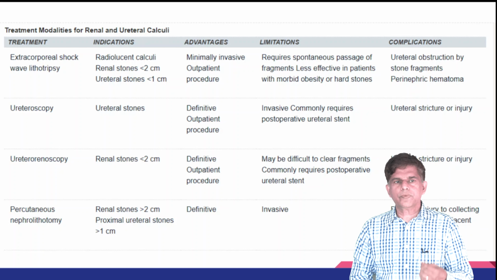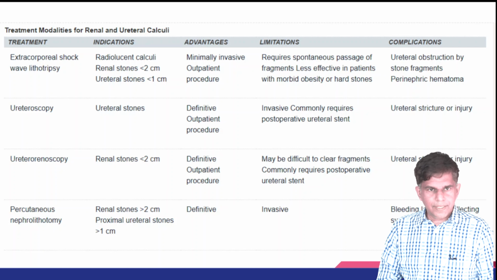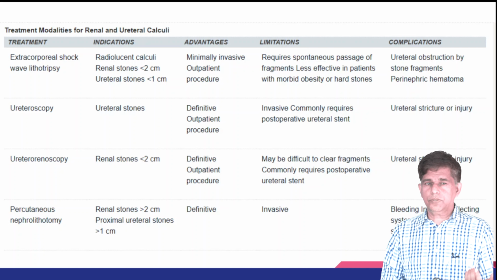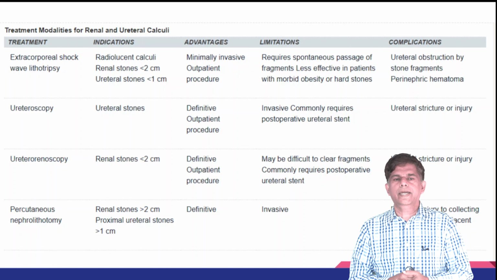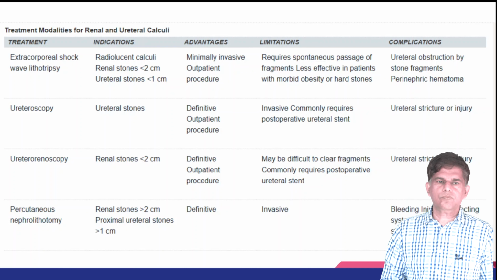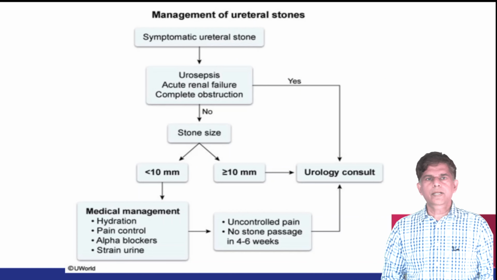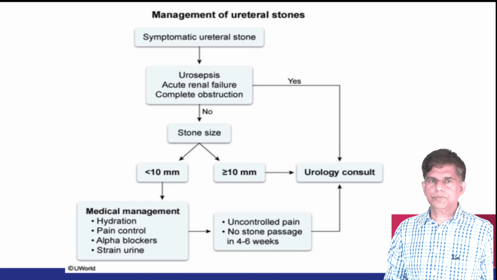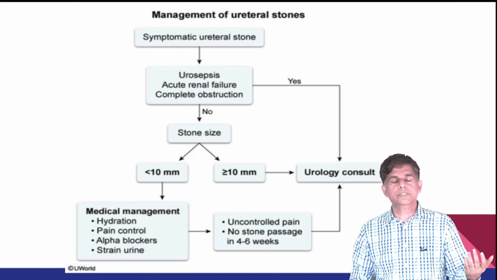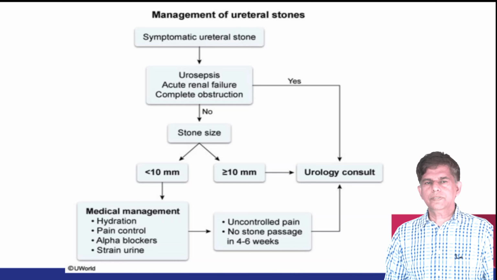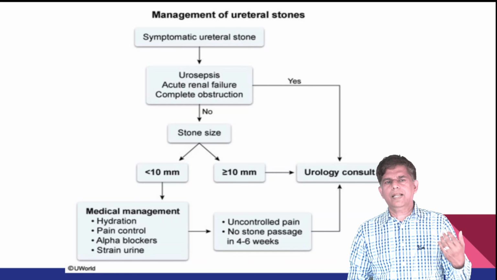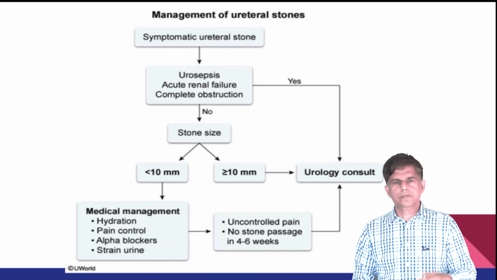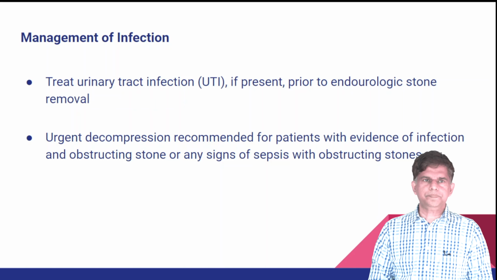And if it is ureterorenoscopy, when the renal stone is less than 2 centimeters. And then you do percutaneous lithotomy for renal stone greater than 2 centimeters and proximal ureteral stone greater than 1 centimeter. It's good to know the numbers in that. Now, if it is symptomatic, how do you manage a ureteral stone? First, if it is urosepsis, complete obstruction, or renal failure, what is the first thing? Urgent call to urologist. If it is less than 10 millimeters, you can do alpha blockers, strain, hydration, and pain control. But if it is greater than 10 millimeters, again, urology consult and intervention has to be done.